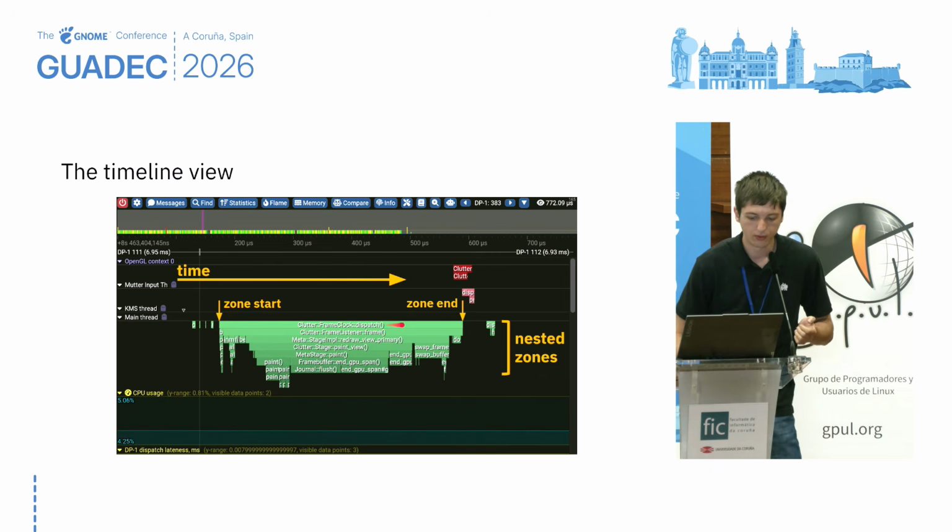So here we can see a recording from Mutter. It has a function clutter_frame_clock_dispatch, which calls clutter_frame_listener_frame. And this is visualized below that parent zone. So the zones are nested. You can see what a piece of the code is doing and where it's calling into.